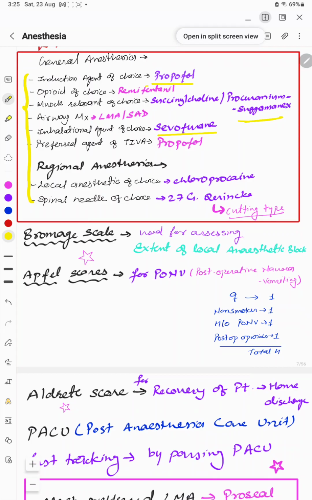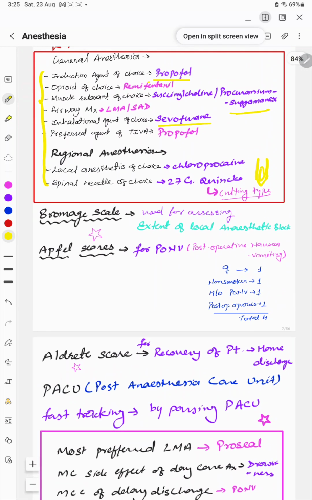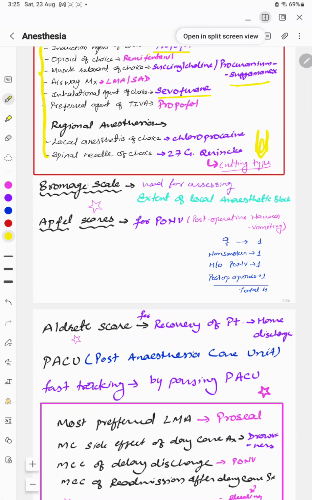Regional anesthesia: the local anesthetic of choice is chloroprocaine. The spinal needle of choice is 27G Quincke. Quincke is a cutting type of needle, like a cutting knife. You can see it like this, this cutting type of needle, the Quincke needle. Okay, this is important.